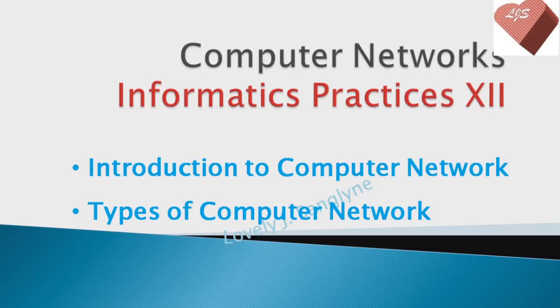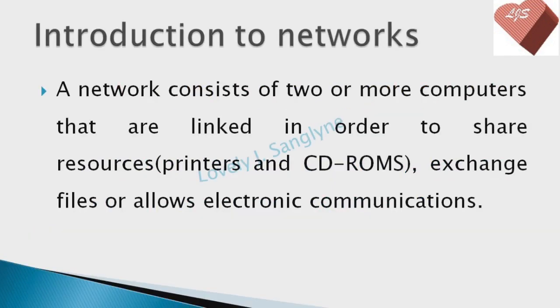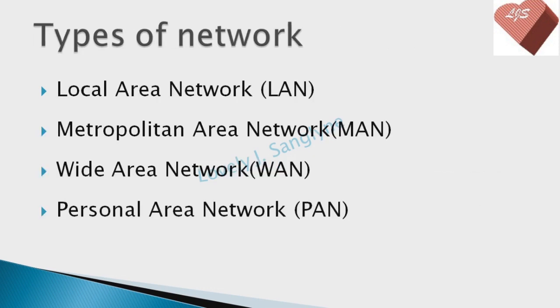Computer networks is one of the topics provided in the syllabus for IP Class 12, 2020-21. So now let us have a look at computer networks and their types. When two or more computers are linked together in order to share resources, it is known as a network. The computers on a network may be linked through cables, telephone lines, radio waves, satellites, or infrared light beams.